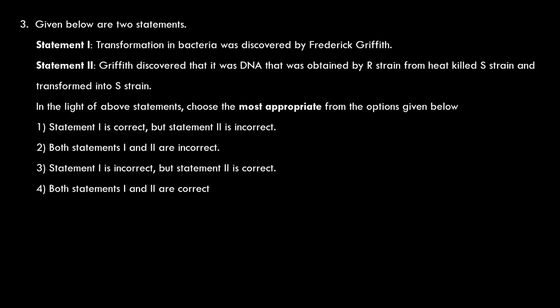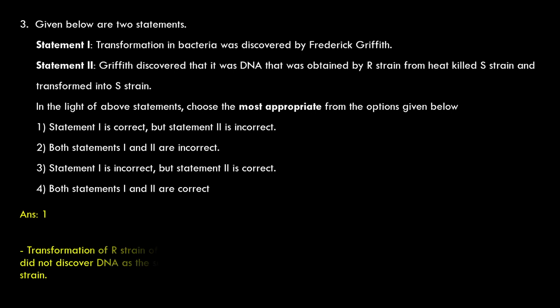Coming to the third question. Statements. Let us identify which statement is correct, which is incorrect, or whether both are correct or incorrect. Transformation in bacteria was discovered by Frederick Griffith. Absolutely true. But Griffith could not discover whether it was DNA or RNA or protein that was obtained by the R strain from the heat killed S strain and transformed into S strain. He could not establish it, but they thought it must be protein, not DNA. So statement 1 is correct, but statement 2 is incorrect. First option must be the correct one.